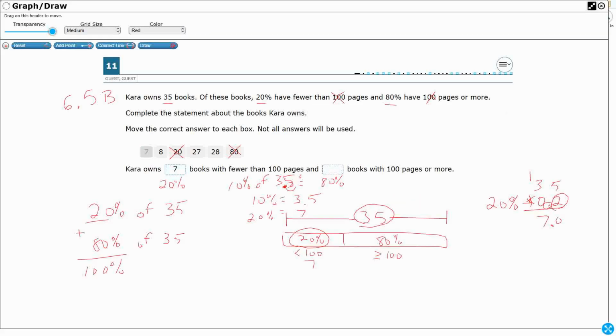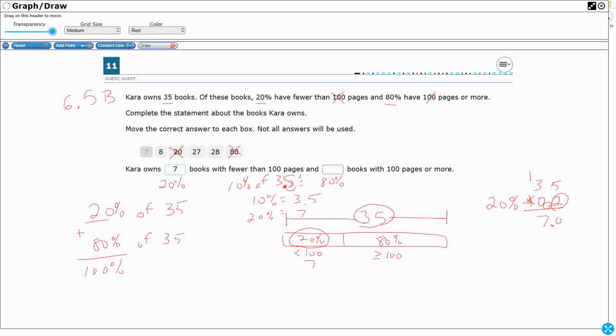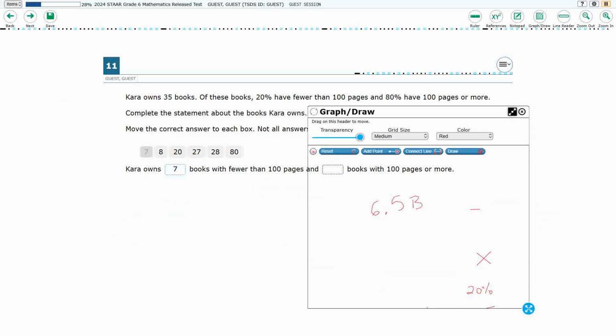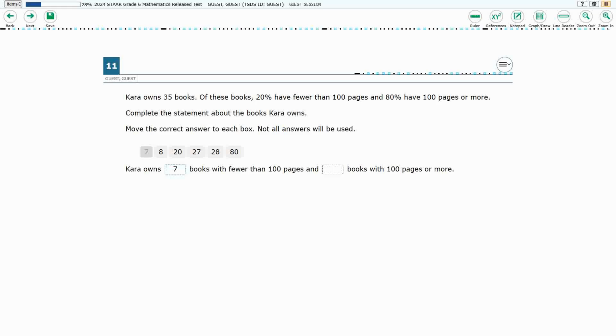I could do the same thing. I could multiply the 35 times 0.8, or I can say, well, if this is 7 and the whole is 35, then I could just do 35 minus 7 to get that missing 80%. And that's going to be 28. All right, so we've got 35 total, and that's broken up into a set of 7 and 28. Now that is going to get our 2 points.